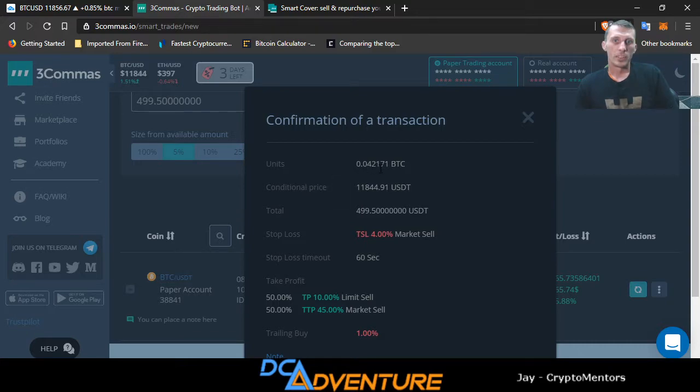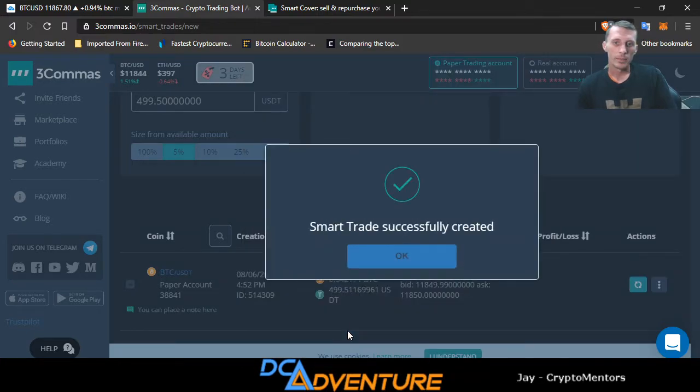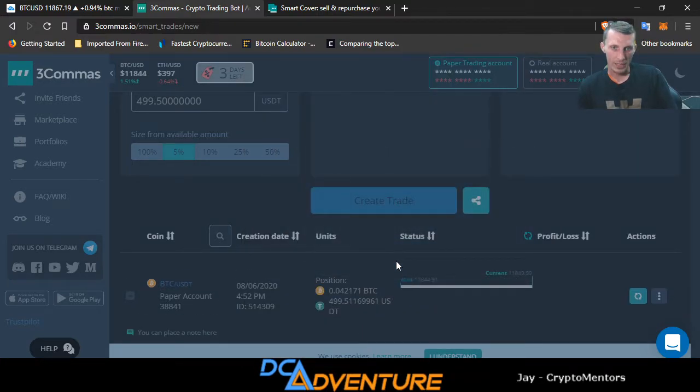Okay, so we're buying 0.04 Bitcoin, conditional price at 11,844, total $500, stop loss 4% market sell, that's 4% in the red. Stop loss timeout 60 seconds, that's 1 minute. I'm gonna drop half my bag, 50% at take profit when I'm 10% in the green, and 50% at 45% in the green, and that will be a market sell. My trailing buy is at a 1% deviation. We're gonna confirm that. Smart trade successfully created.